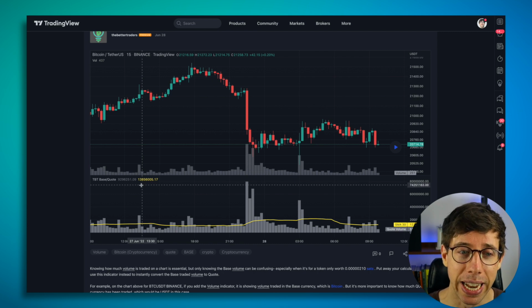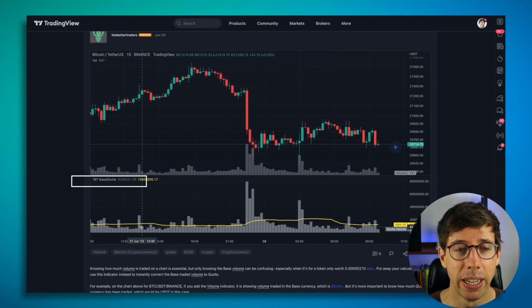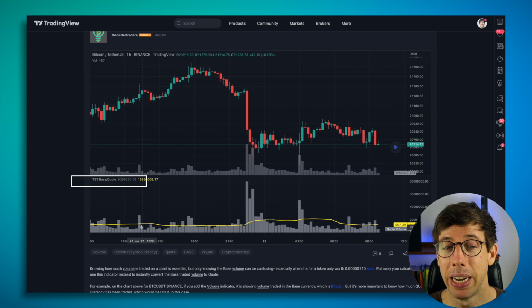So now we know we can put in, we have two numbers here. We got 9.3 million-ish. So basically 437 Bitcoin equates to about 9.3 million USDT traded.